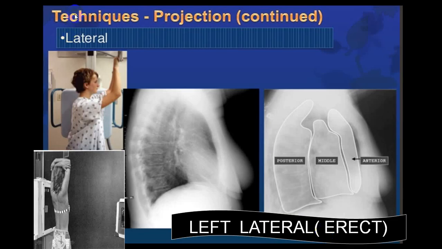This is a lateral view. When you are taking a lateral view, this is left lateral because the left side is touching the chest plate. This is the right side, this is the left side. So this is left lateral. In a left lateral in an erect posture, if I want to see the left lung and left side of the chest more clearly, I'll go for the left lateral. In that position, this will be the anterior part, this will be the middle part, and this will be the posterior.